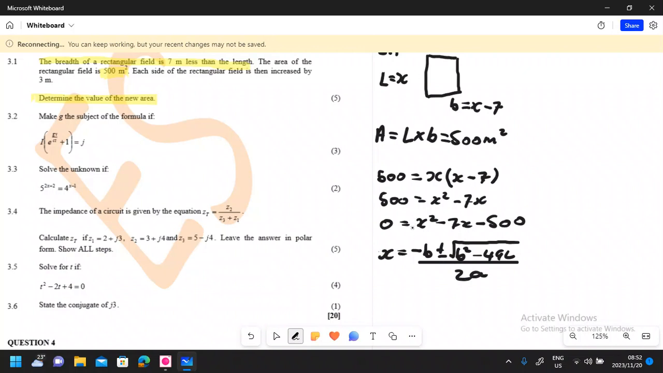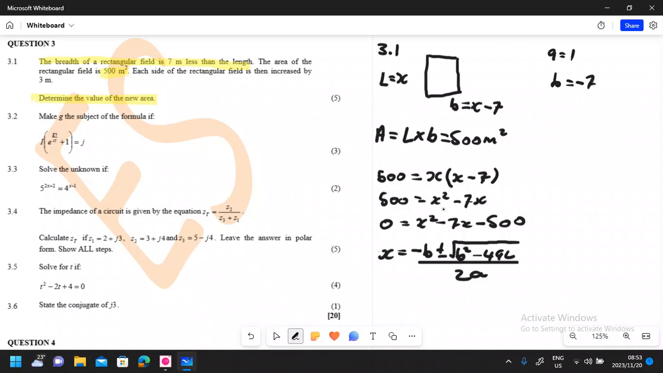The a is the coefficient of x squared, which is 1, and the b is the coefficient of x, which is negative 7. Remember, we're taking it from this one here, and then the c is the constant, which is negative 500. Now let's start substituting here. So this is going to be negative, but what is b? Remember, b is negative 7 here. Do not forget, guys.